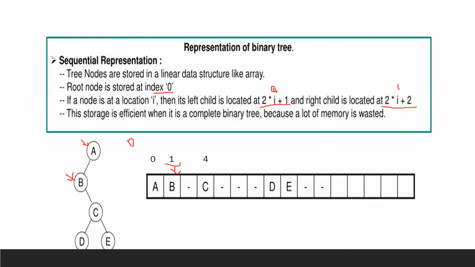So 2 star 1 is 2, and 2 plus 2, which gives the location, is equal to 4. C is the right child of the B node, that is, C should be stored at array location 4. This is how we are finding the location for the left child as well as the right child. If there is no right child, the cell is empty. We are leaving that cell empty. This is how we are representing the elements in a tree in array format, that is, sequential representation.